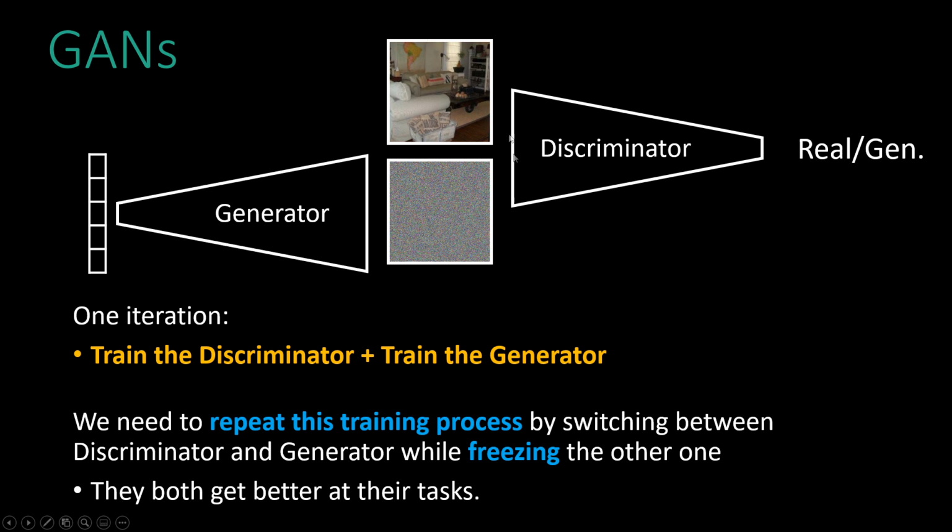Okay. Well, so we talked about one iteration of the training where we were training the discriminator first to be able to distinguish between these two images, and then the generator in the second round where we are trying to make the generator better so that it can fool the discriminator. Well, this would not be enough. We are basically repeating this iteration again and again. So we are repeating this training process by switching between training the discriminator and then training the generator, while always freezing the other one which is not being trained. And so in doing this, they both get better at their task.